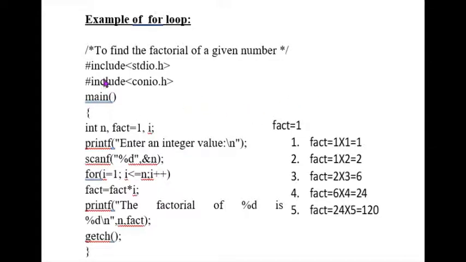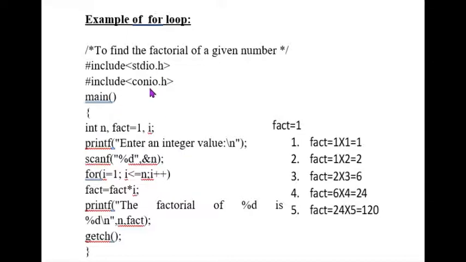See here, we can write down one statement about the program, which is to find the factorial of a given number. It is a non-executable statement since it is written within slash and star, starting with slash and star and ending with star and slash. Then include stdio.h, the standard input output header file, for the input output functions.